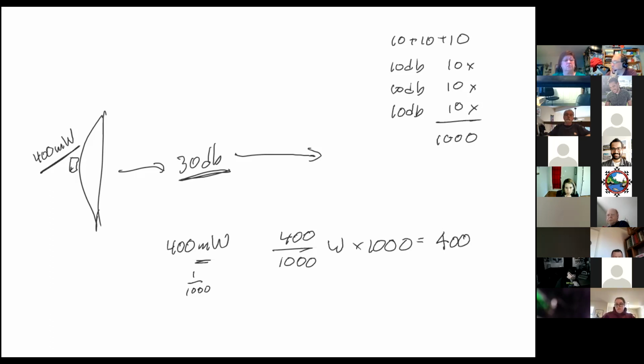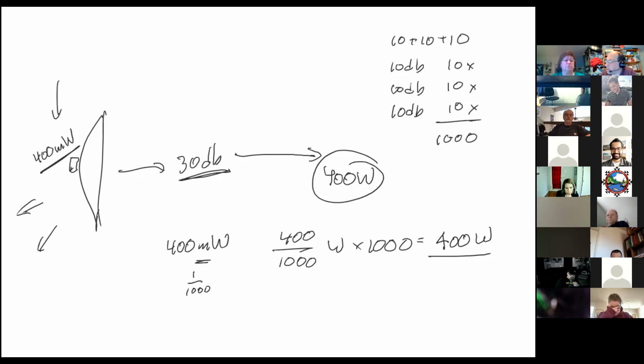So now we can multiply this: 400 over 1,000 watts times 1,000 is equal to 400 watts. So from this teeny tiny Wi-Fi transmitter, because it's going through a very high gain dish, we have the equivalent of 400 watts of power pointing forward. That's a lot of power, isn't it? Now we have nothing going out in these directions. It's all going forward because of what we've done.